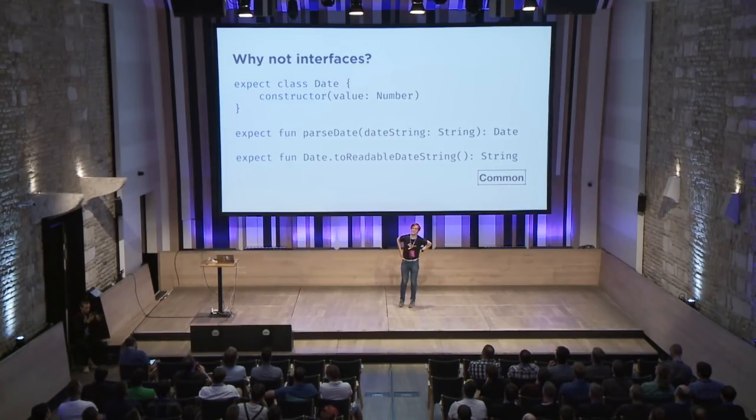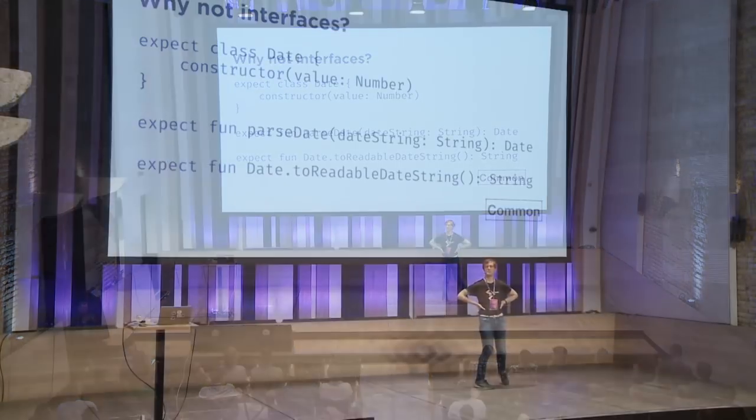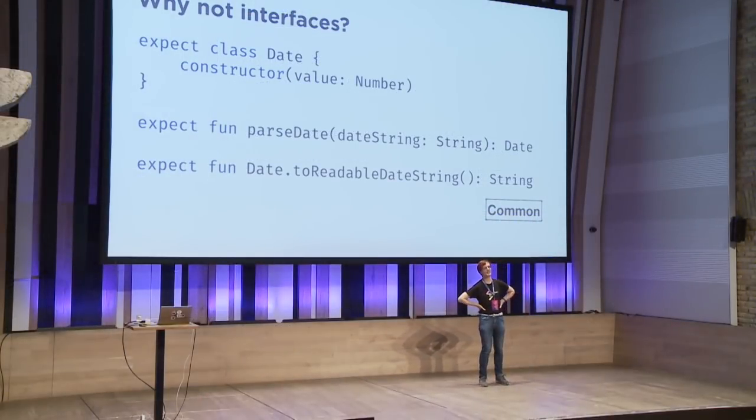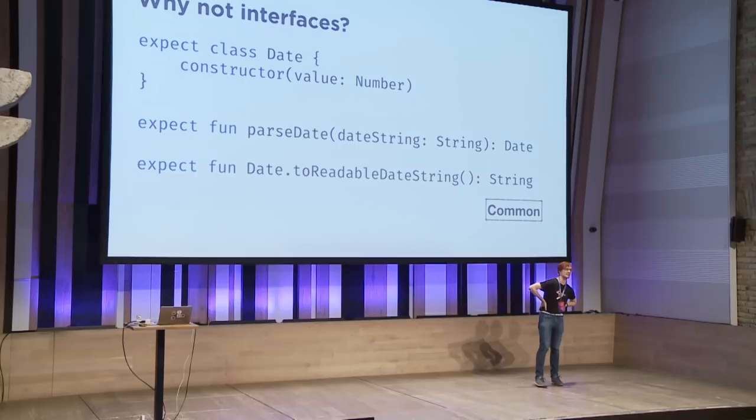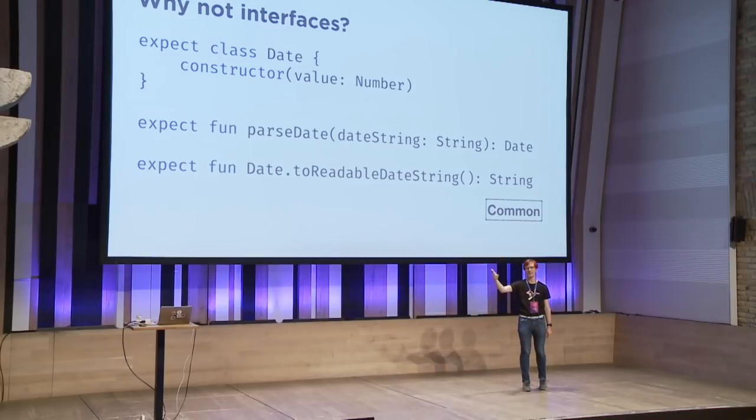So the main reason is that we do not want to restrict you with what you can declare as interface members. So for example, we can say that the expected class is expected to have a constructor, and interfaces cannot define constructors. So here we are saying that the expected date class is expected to have a constructor that takes a number as an argument, so like the number of milliseconds since the epoch.